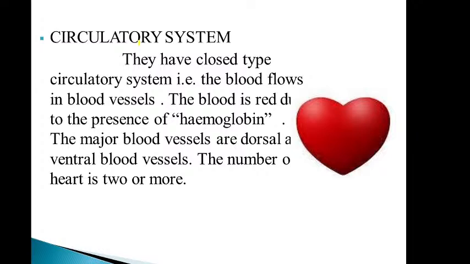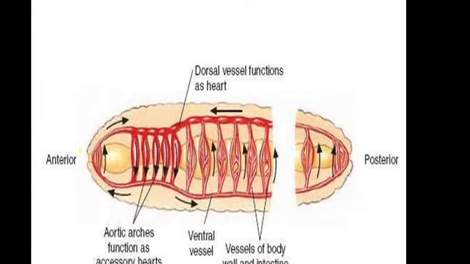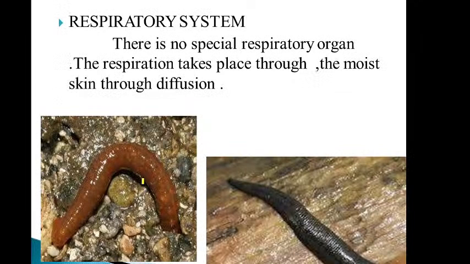The circulatory system is of the closed type, that is, the blood flows in blood vessels. The blood is red due to the presence of hemoglobin. The major blood vessels are the dorsal and ventral blood vessels. The number of hearts is 2 or more. So this is the circulatory system in annelids.